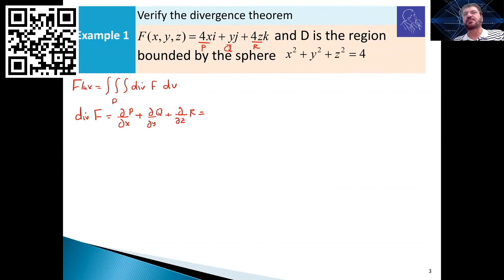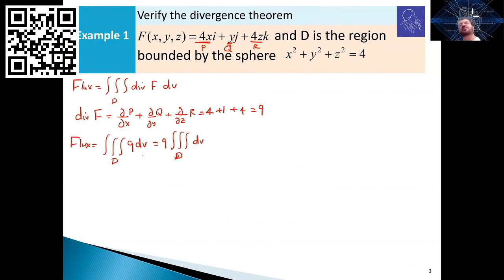What's the derivative of P with respect to x? It's easy to see that it is 4. Plus, what's the derivative of this with respect to y? It's 1. Plus, what's the derivative of this with respect to z? It's 4. So the answer is 9. So the flux is equal to the triple integration of 9 dV over D. I'm going to take 9 out. Now I'm left with the dV over the three-dimensional space.